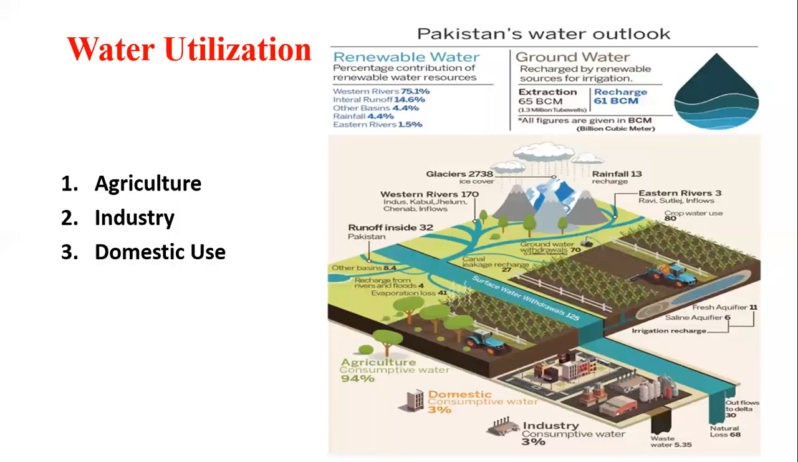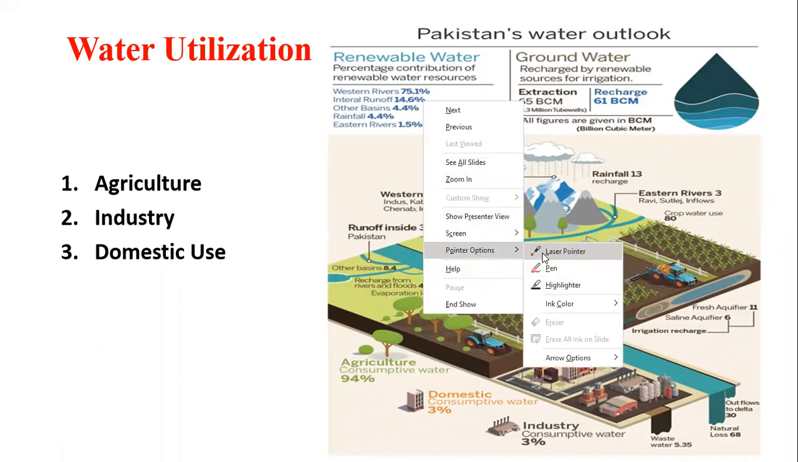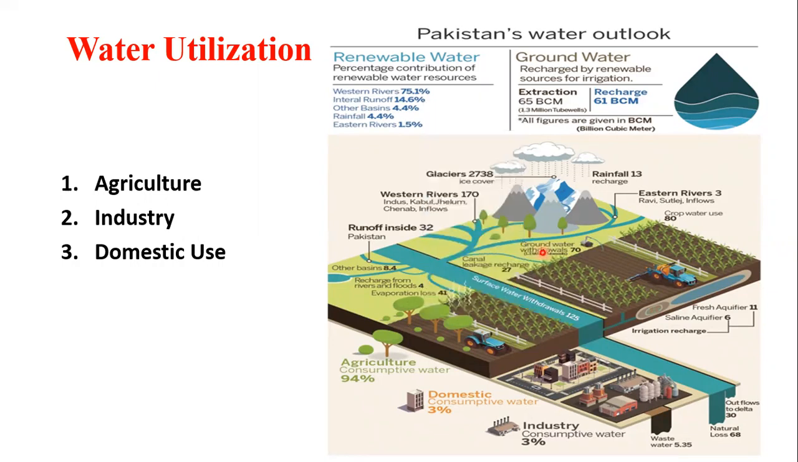Dear students, it is the third video and we are learning about water resources and challenges in Pakistan. In this video, we are going to talk about water utilization. In Pakistan, water is utilized mainly for agriculture, industry and domestic use. Clear?